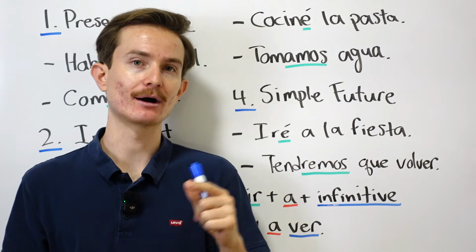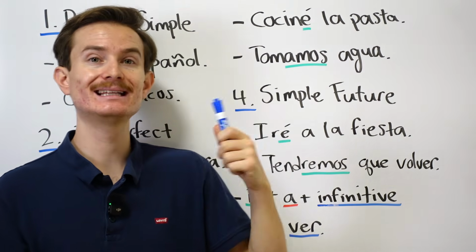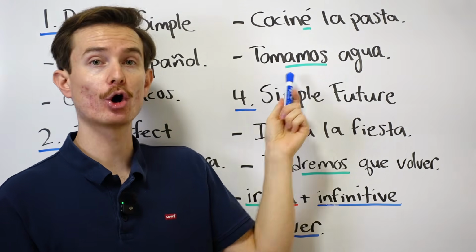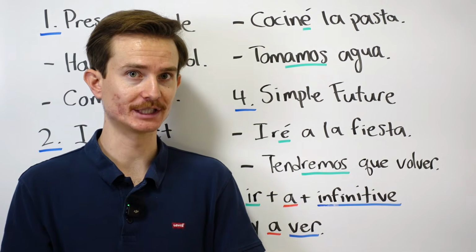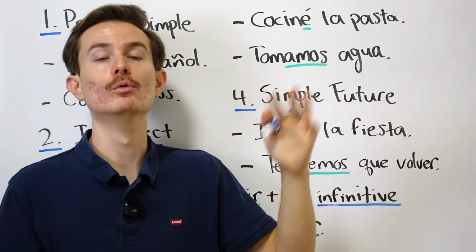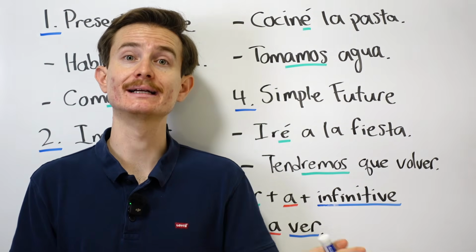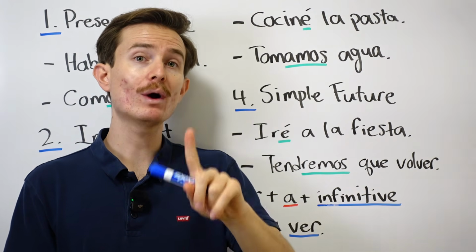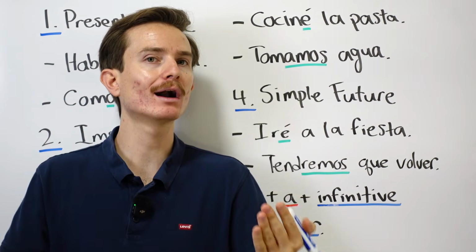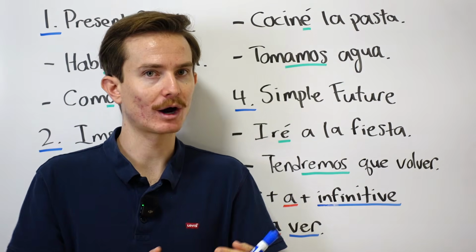Tomamos agua. Now, careful. The reason I put it in the nosotros form is because when it comes to the preterite, notice how this is also the present simple conjugation. So I could say, tomamos mucha agua, for example. We drink a lot of water. Whereas here, tomamos agua could translate as we drink water or we drank water, okay?